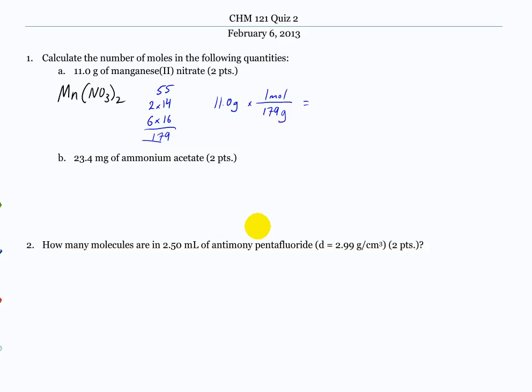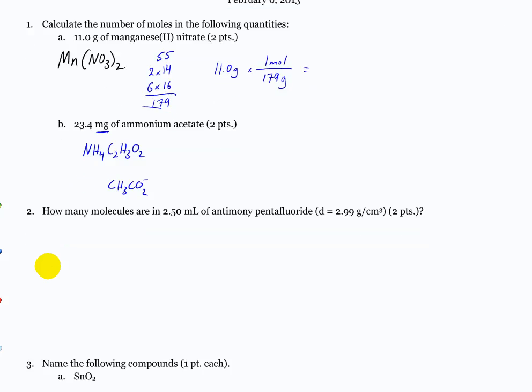Okay, same idea for ammonium acetate. The formula for ammonium acetate is going to be NH4C2H3O2. Another way that acetate is often written is CH3CO2 minus, or CH3COO. As long as you got 2 carbons, 3 hydrogens, and 2 oxygens, you'll be good. So same idea here, just make sure to remember that you're in milligrams, not grams, when you do that conversion.